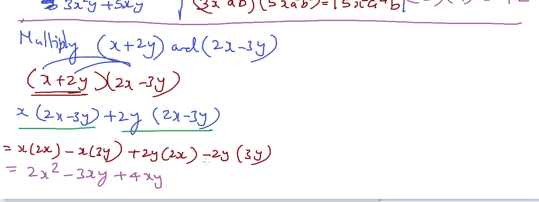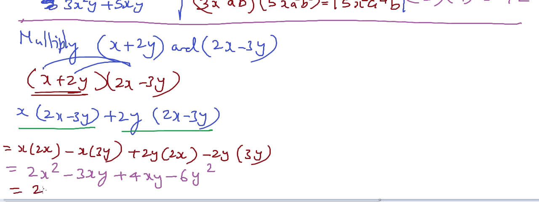Similarly here it's minus, because one is negative and the other is positive, the signs are different, so the result is negative. So minus 2 into 3 is 6, y into y is y square. Okay, so this is the result. But look at this, are there any like terms here? Yes, see minus 3xy plus 4xy, they are like terms, correct? So you can simplify further.